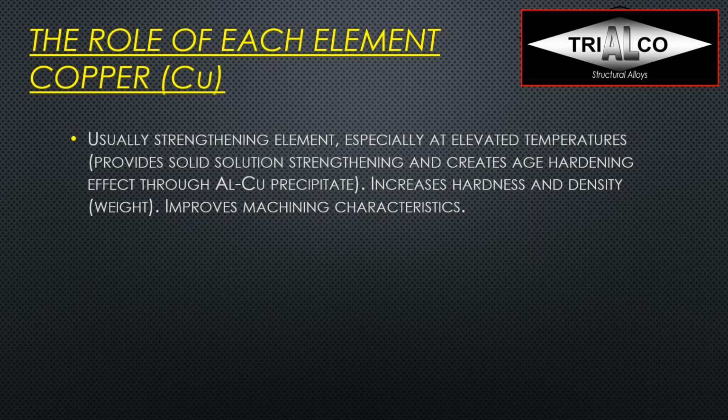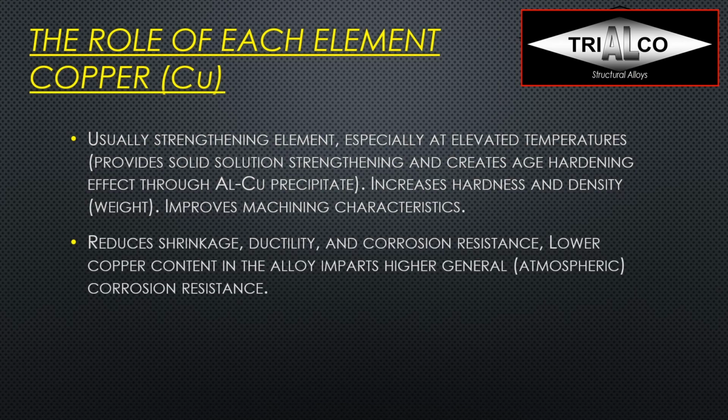It's usually a strengthening element, especially at elevated temperatures. Otherwise, I only need it if I want to go to very high strength in the 200 series. It provides solid solution strengthening and creates an age hardening effect through the aluminum copper precipitate. It increases hardness and density. It improves machining characteristics as well. It actually reduces shrinkage, but also ductility and corrosion resistance.